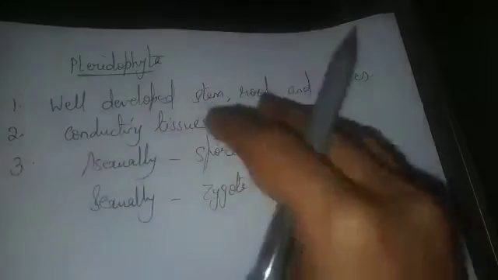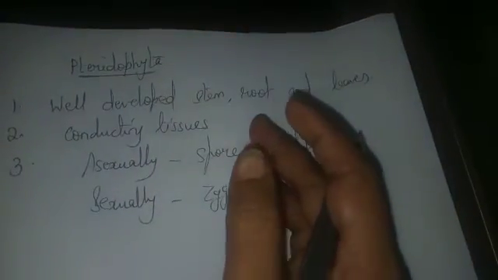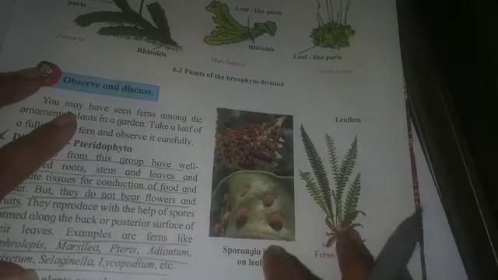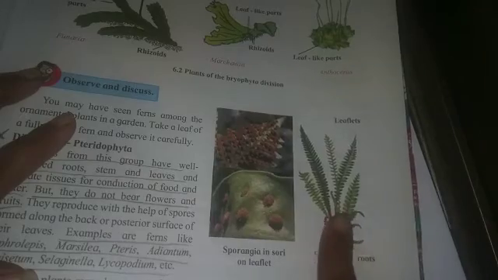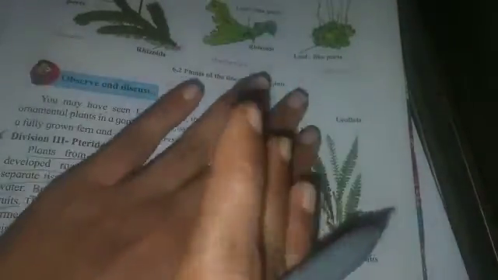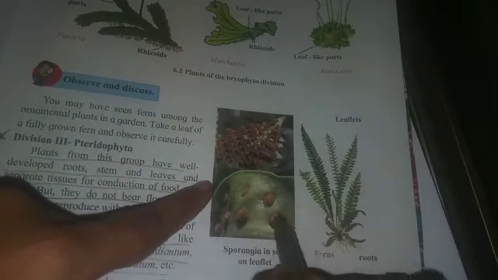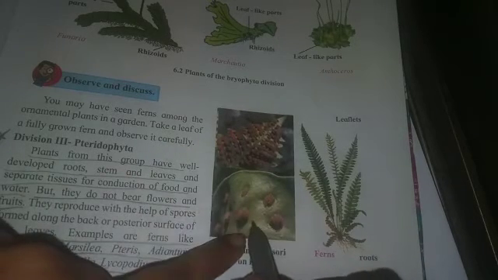So if you look at Pteridophyta, I'll just show you the picture. This is a picture of one example, the fern plant, which comes under Pteridophyta. If you look at this plant, at the posterior side, that means the back side of the leaf, you can find this type of thing. This is called sporangia. Sporangia contains spores. So this group of plants is able to reproduce by spore formation because they contain sporangia, and sporangia contains spores.